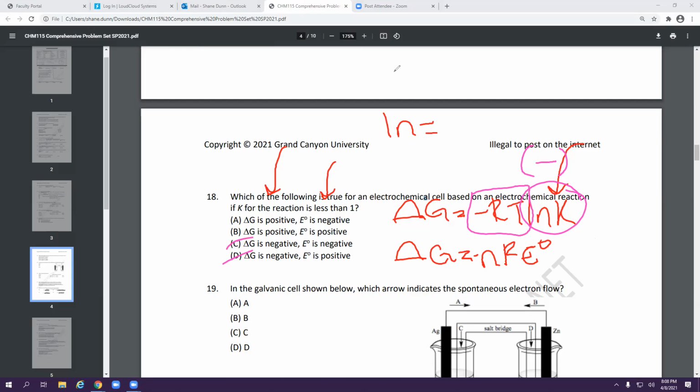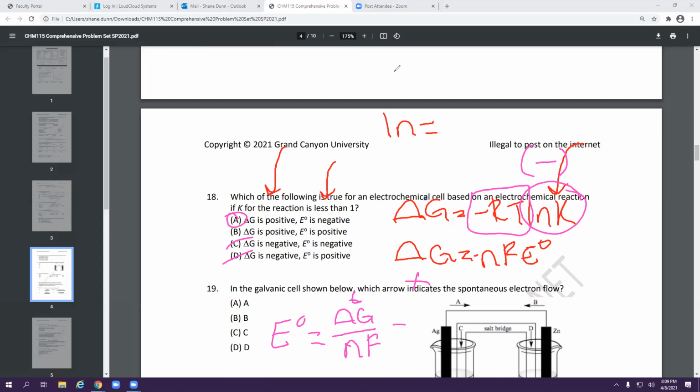Non-spontaneous, right? Because when delta G is negative, it's spontaneous. Things happen randomly. Good. Okay. Now, I plug in a positive delta G in for here, right? I solve for E naught. E naught is equal to delta G, which is positive, right? Divided by NF, which is negative. So what does E have to be?